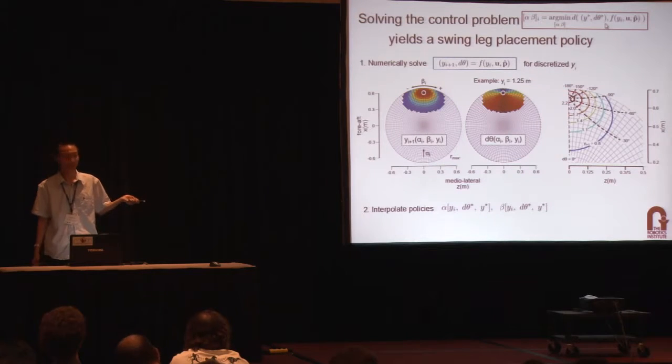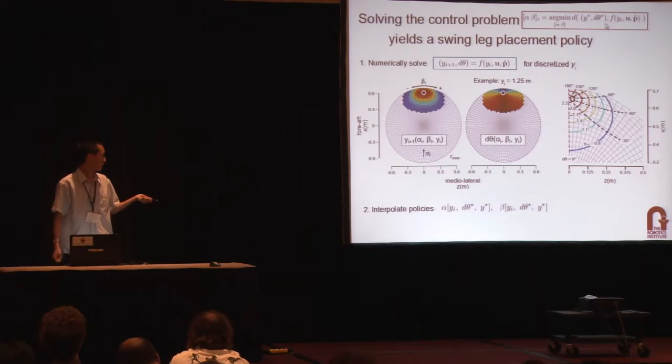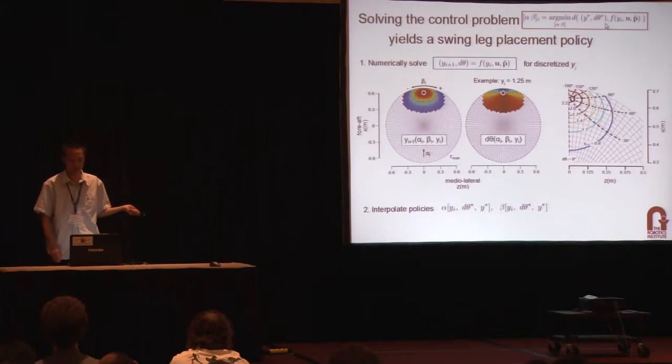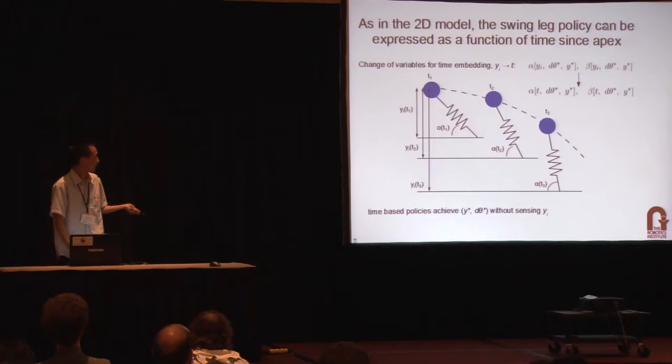So having represented the behavior function, the control then lets you just interpolate. Given a desired rotation and desired apex, if you know where you came from, you just find the alpha and beta, giving you a foot placement to achieve your desired motion.